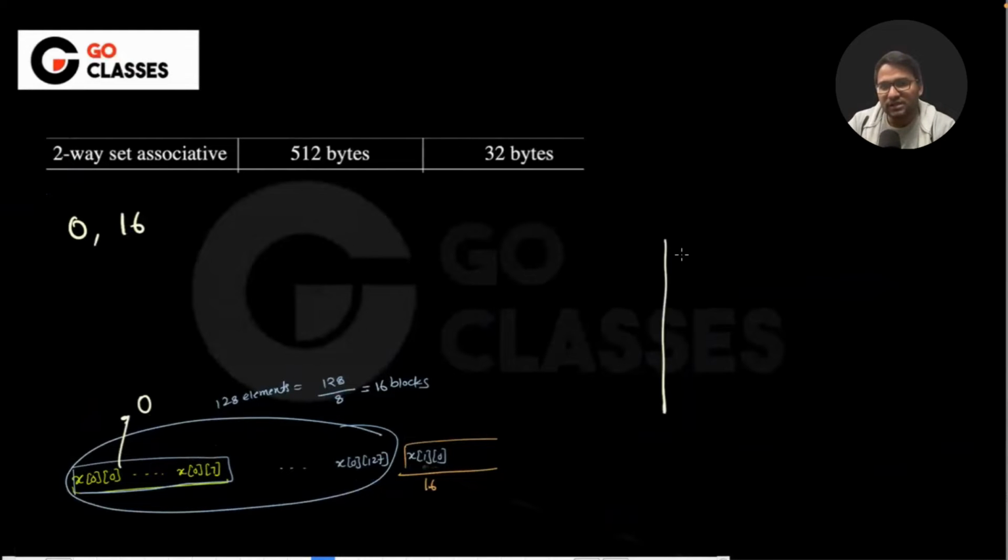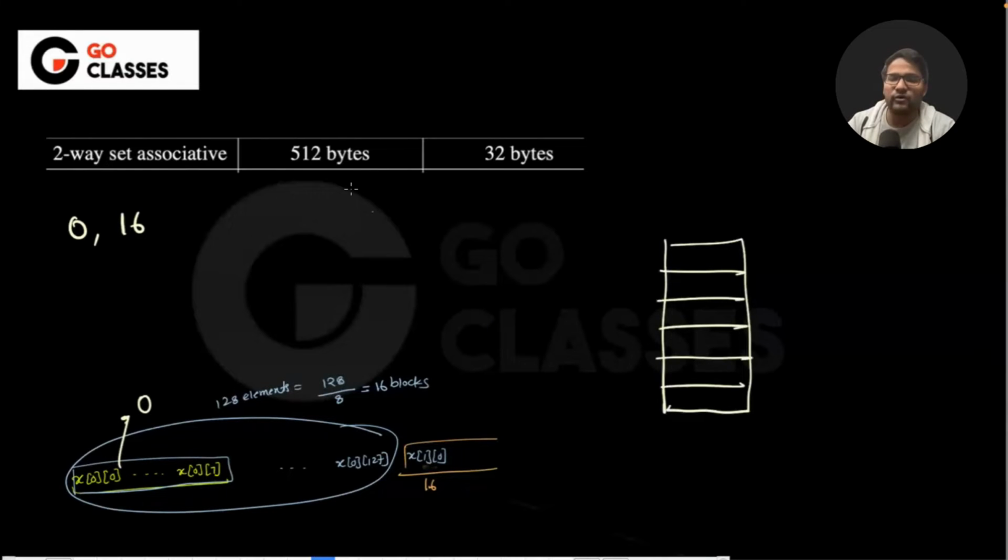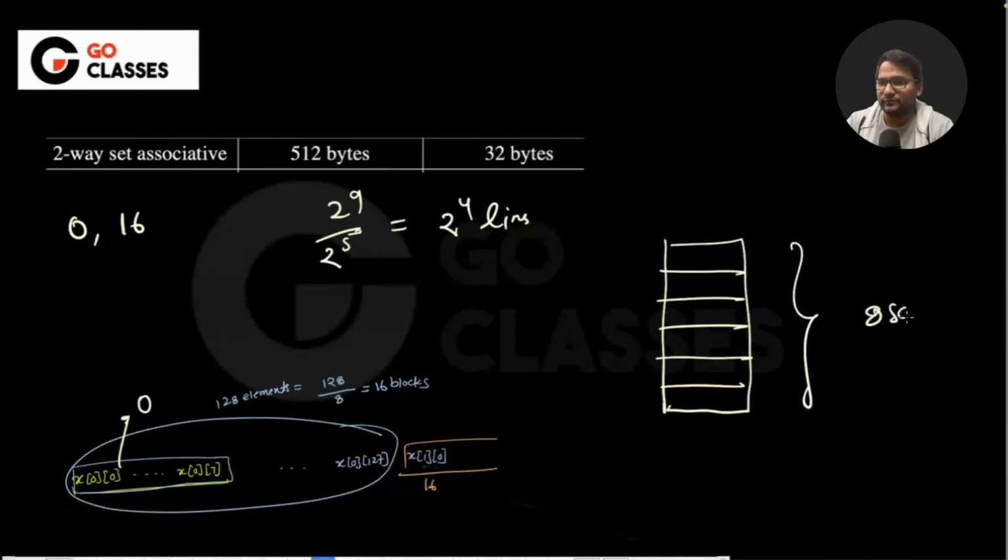Now what is the cache size? Cache is having 512 bytes, which means 2 power 9 divided by 2 power 5. How many lines do we have here? 2 power 4 lines, 16 lines, which means 8 sets we have. Is this okay, everyone? 8 sets we have. Okay.